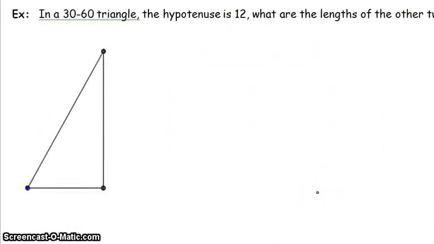So when I talk about this, the hypotenuse is 12. That means we bisected to get this one here, which is 6, the smaller leg. The bigger leg is bigger by a factor of the square root of 3. It's just how 30, 60, 90 triangles work.